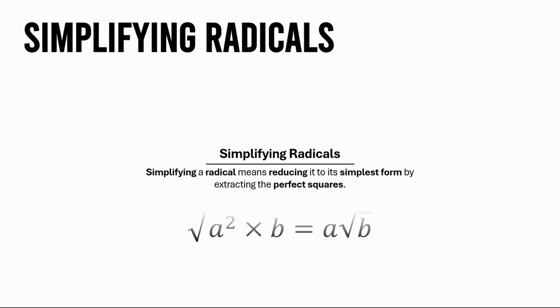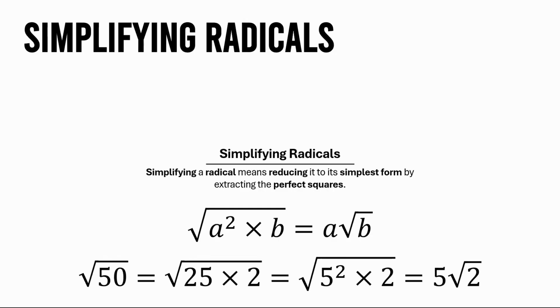Simplifying radicals. Simplifying a radical means reducing it to its simplest form by extracting the perfect squares. So here we have the square root of a raised to the power of 2 times b, and we have rewritten it as a outside the square root, a times the square root of b.